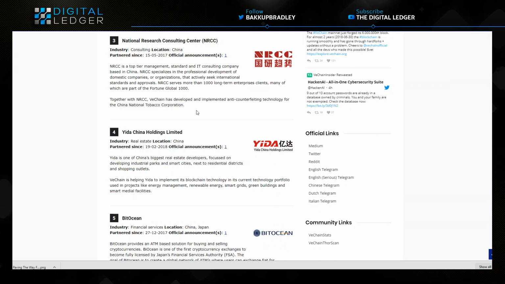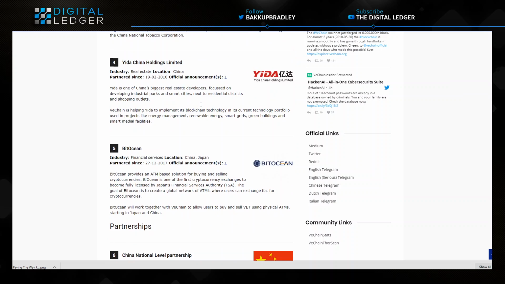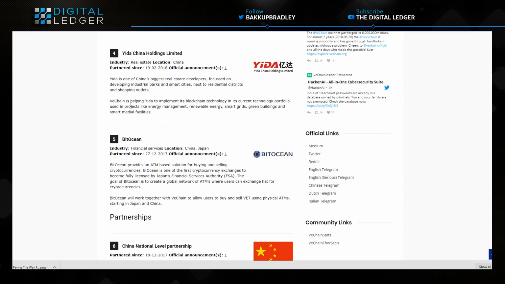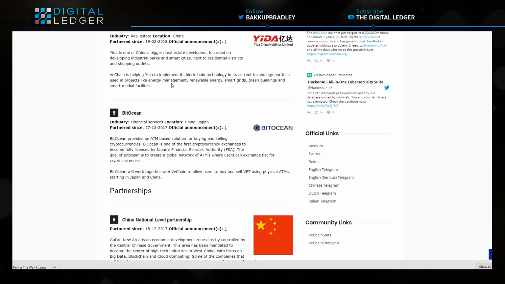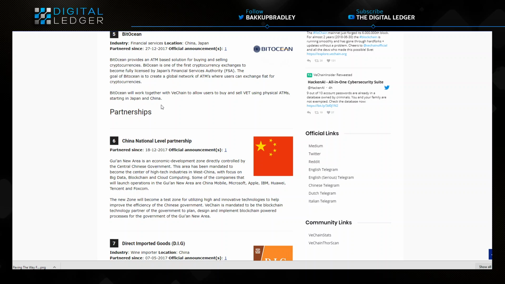Okay, so National Research Consulting Center says together, VeChain has developed and implemented an anti-counterfeiting technology for China National Tobacco Corporation. Interesting. Okay, VeChain is helping Yida China Holdings Limited to implement its blockchain technology in its current technology portfolio used in projects like energy management, renewable energy, smart grids, green buildings, and smart medical facilities. BitOcean will work together with VeChain to allow users to buy and sell VeChain VET at any physical ATM, starting in Japan and China. Now, I love seeing that.